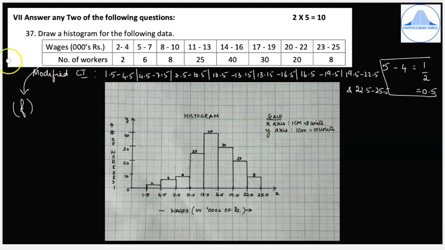Now here I would also like to mention that the difference from 0 to 1.5 is 1.5, whereas from 1.5 to 4.5 onwards, the difference is 3. So here we draw what is called the broken line, or it is also called the kink. So this is the histogram.